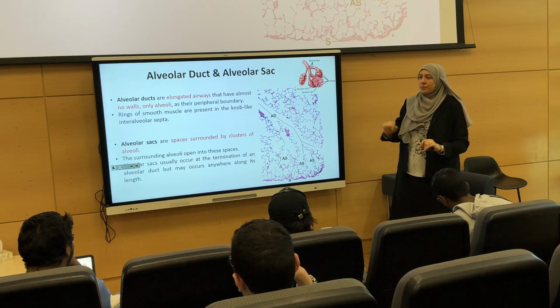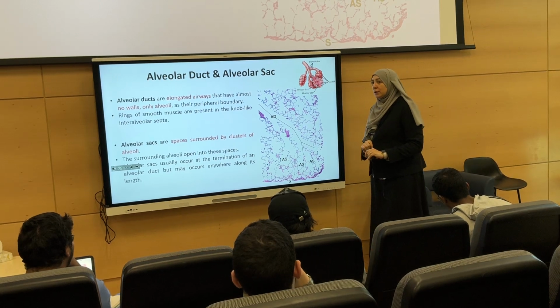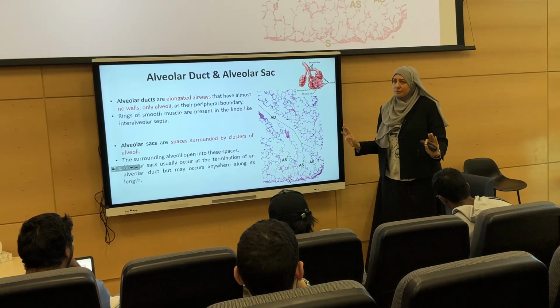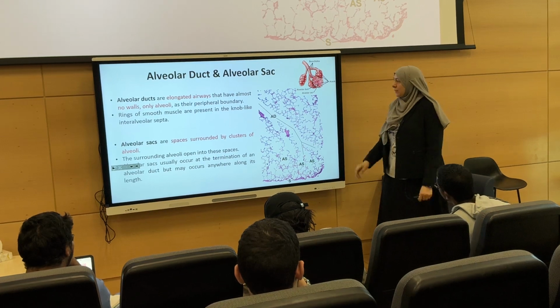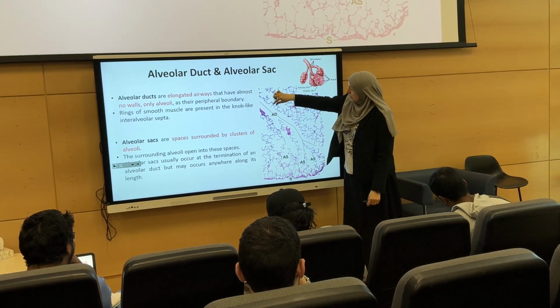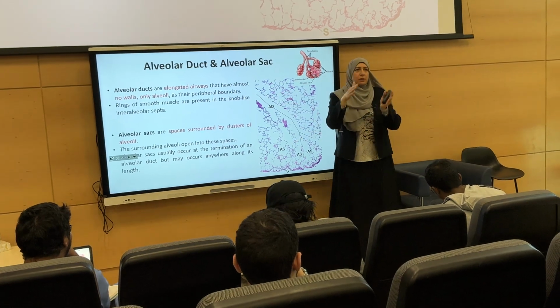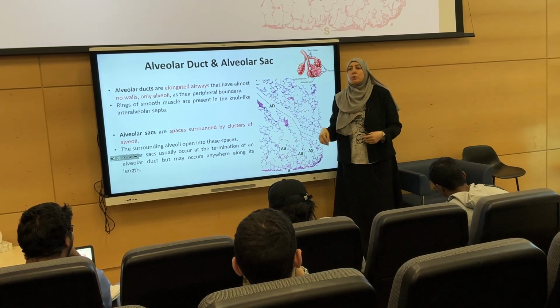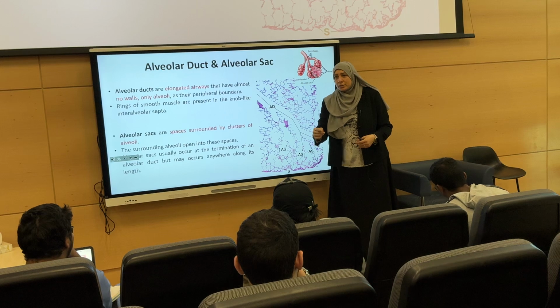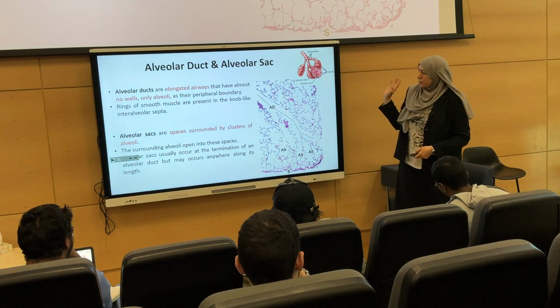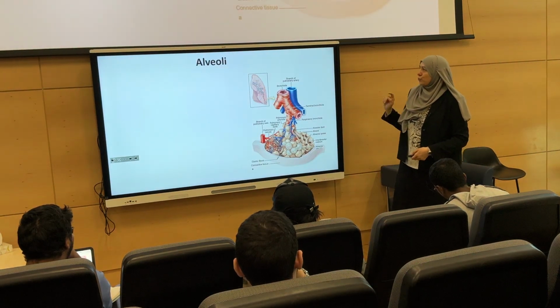So the duct is made of pneumatocytes? Of what? Pneumatocytes? Of alveoli. So this is an alveolus, and another one, another one, another one. All of them together make the wall, right? If I zoom in on one of them, I can see the pneumocytes. Okay, so let's move to one of these alveoli.